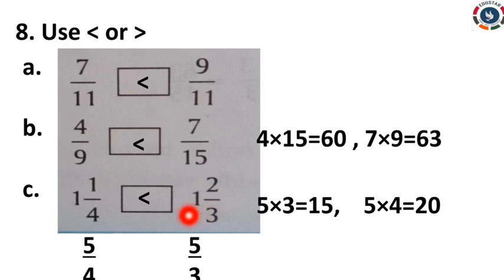So then you have to multiply the first fraction's numerator and second fraction's denominator. 5 3s are 15. Keep on left side. And second fraction's numerator and first fraction's denominator you multiply. 5 into 4 is 20. Keep on right side. So which side has more value? 15 or 20, 20. So you should open the mouth towards 1 2 by 3.